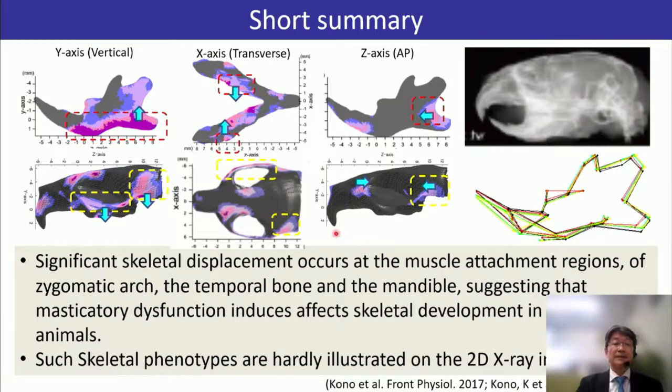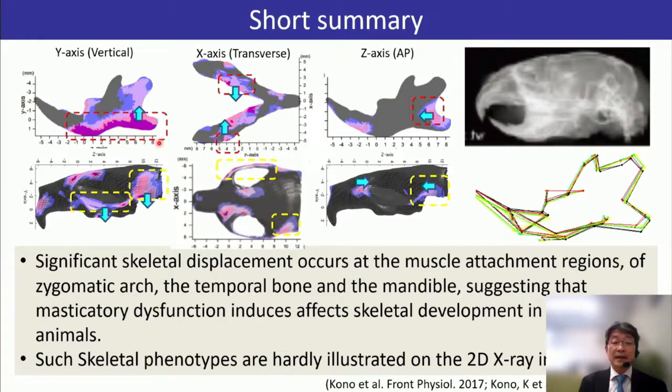And it is very interesting. This color distribution indicates that the significant skeletal displacement occurs at the muscle attachment regions of the zygomatic arch, temporal bone, and mandibles, suggesting that musculatory dysfunction affects skeletal development in growing animals.